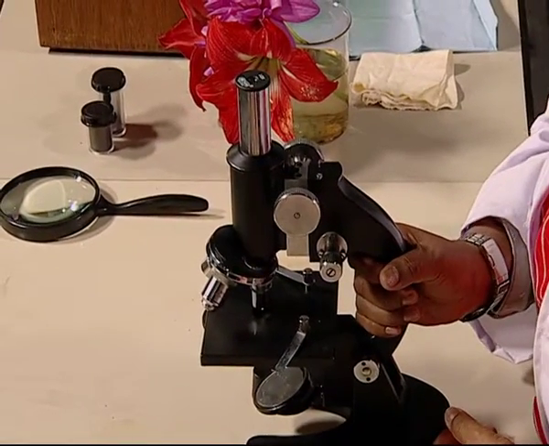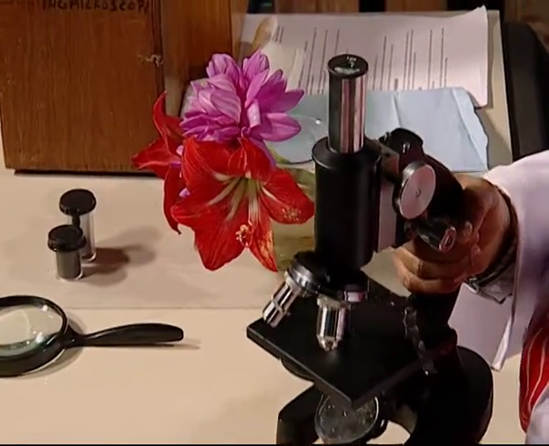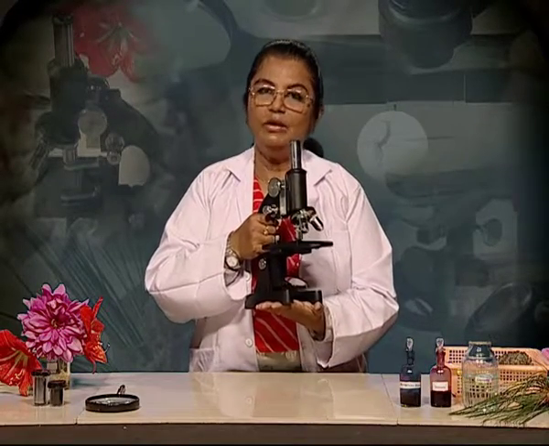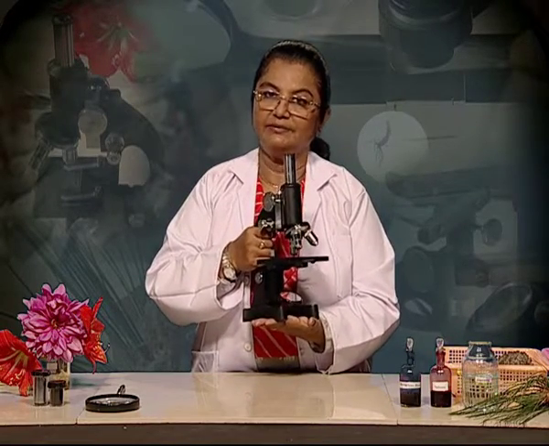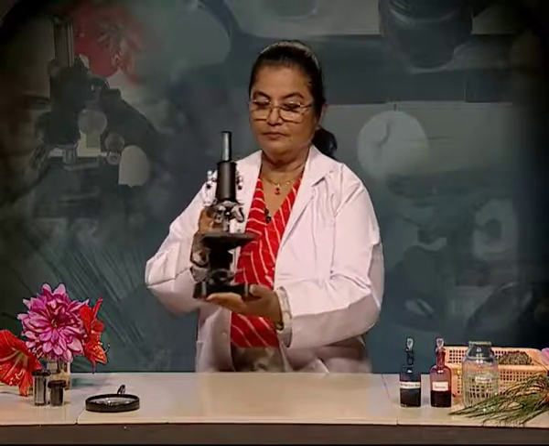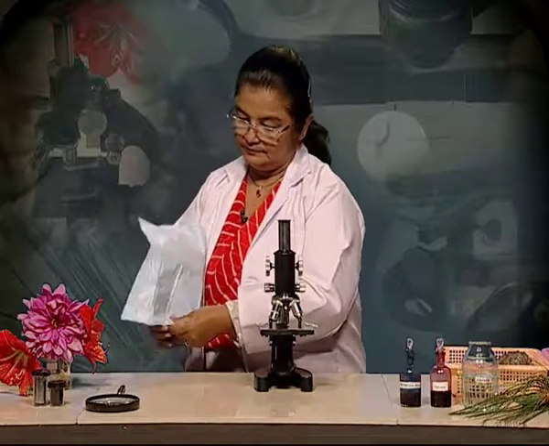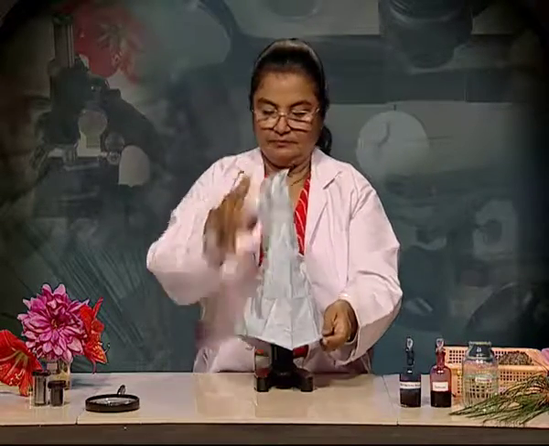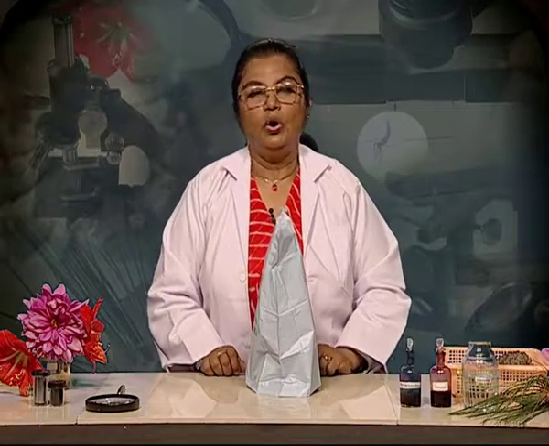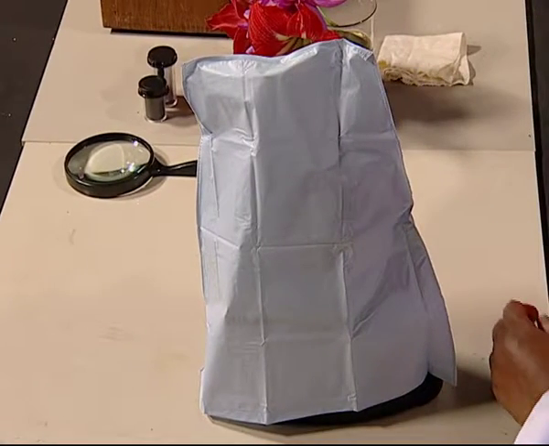Hold the microscope with both hands, one hand holding the arm of the microscope and the other hand firmly placed below the microscope when you are shifting it from one location to another. Always store the microscope in a polythene cover, or in its wooden box. Here we have covered it with a polythene cover, but there is also a wooden box.